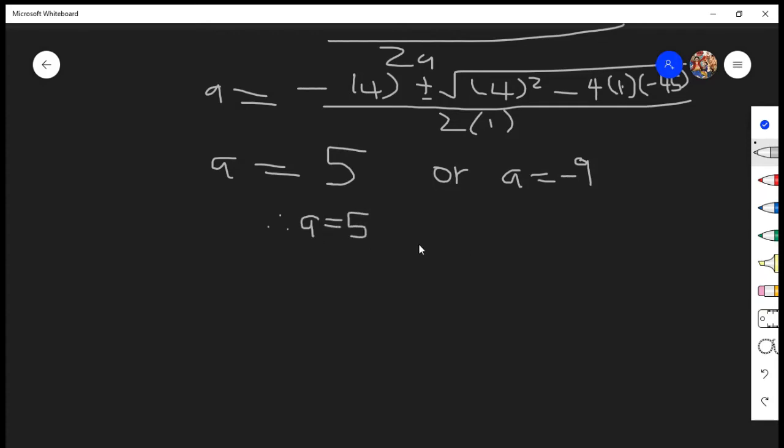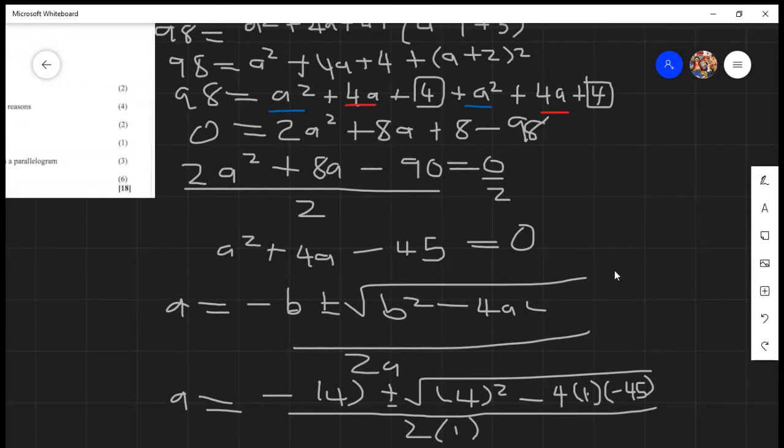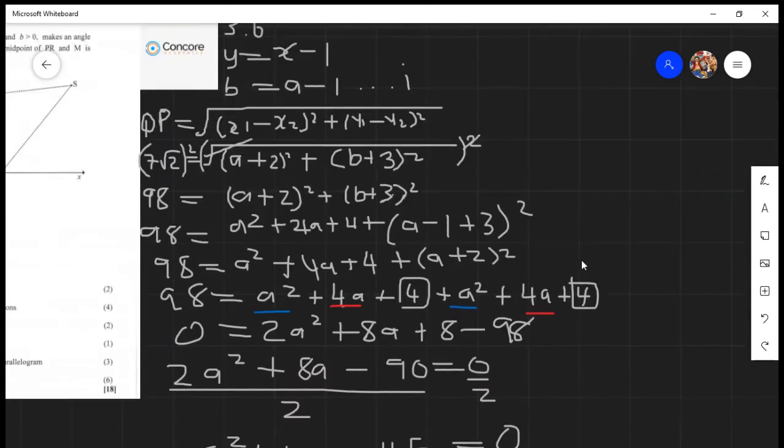So from our first equation, we had B is equal to A minus 1.